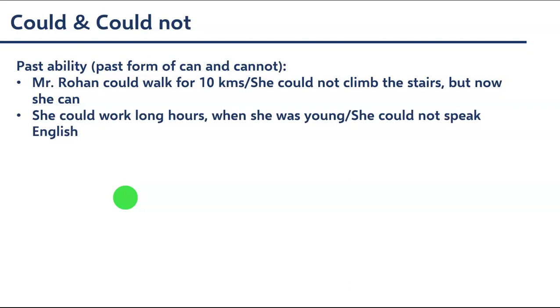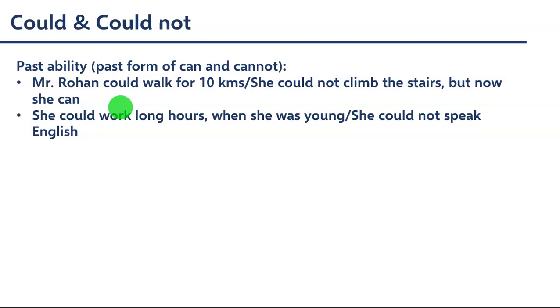Let's now move on to could and could not. And the first thing which you need to remember is that could and could not express past ability, and it is the past form of can and cannot, which I just covered. Yes, this is the most common use of could and could not. Now let us take the same two examples which I just covered in can and cannot. Mr. Rohan could walk for 10 kilometers. That means he could do it in the past, but he cannot do it now. She could not climb the stairs, but now she can.